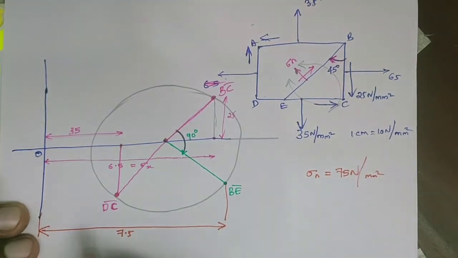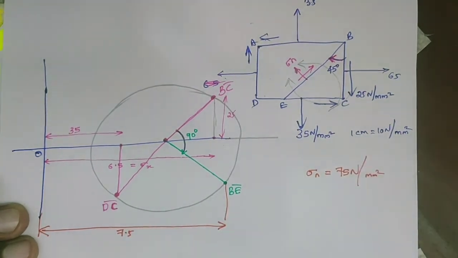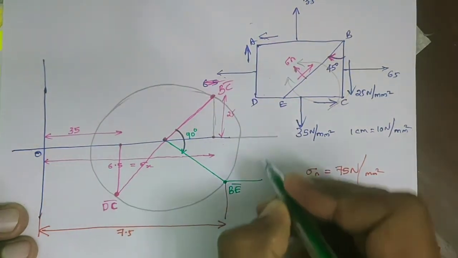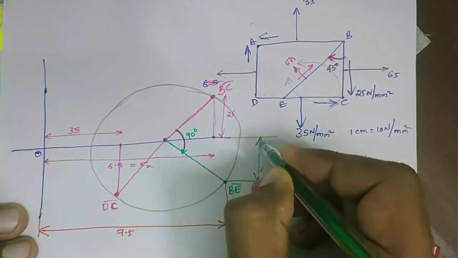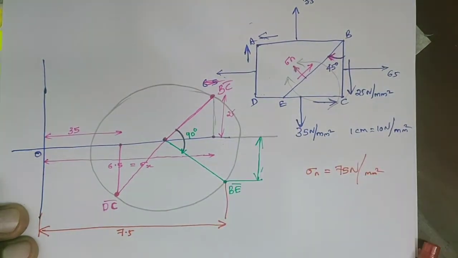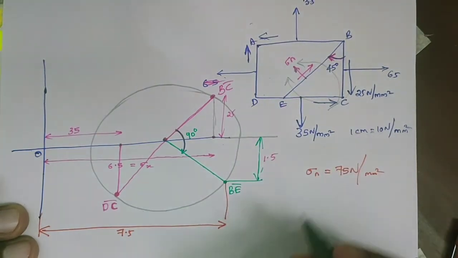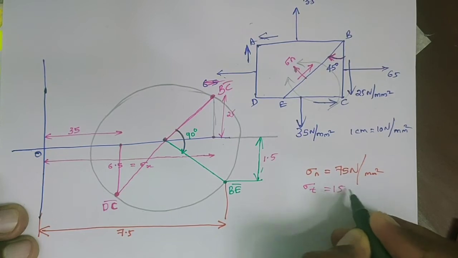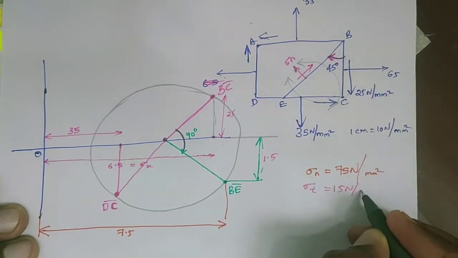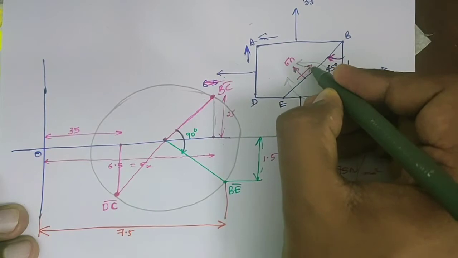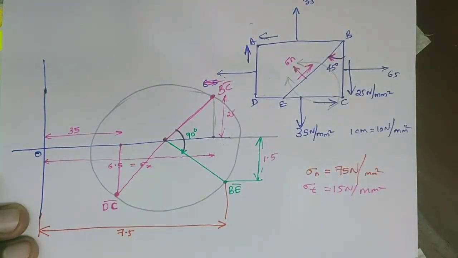Measure this distance using a scale. So we got 7.5 into 10, 75. Then measure this distance using the measuring scale, and after that we get 1.5. So sigma T will be 1.5 into 10, 15 Newton per mm square. So we got the shear stress on this plane.